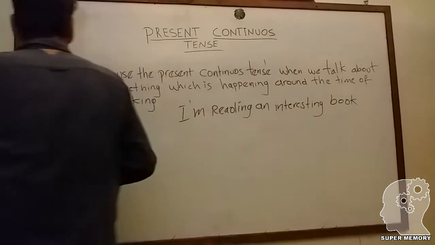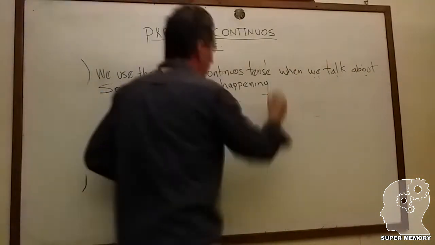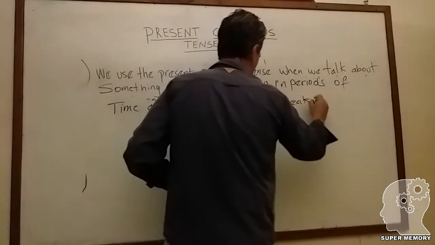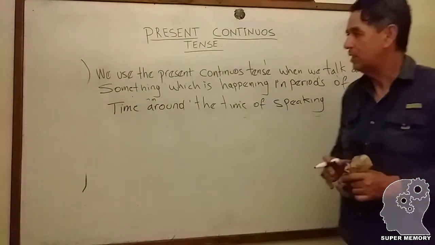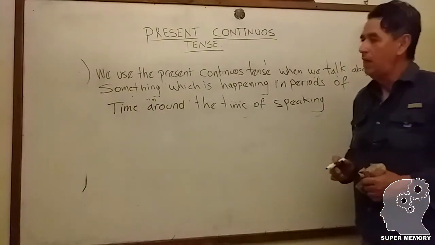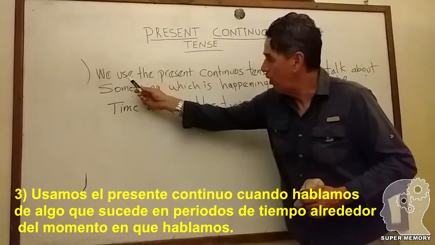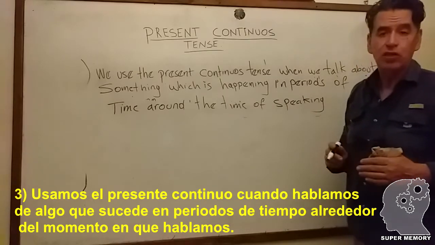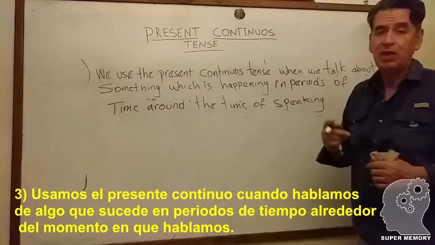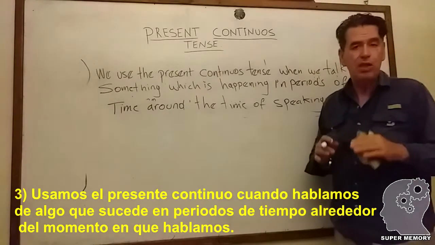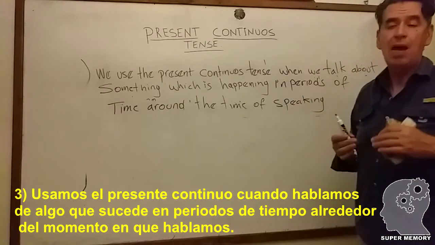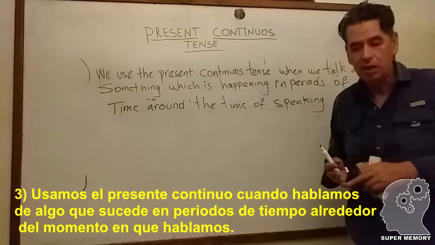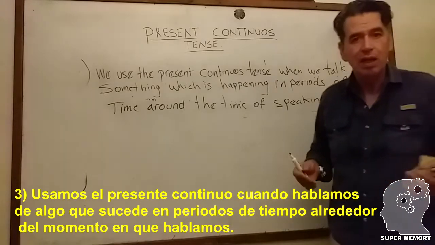Case number 3. Okay, this is case number 3. Case number 3 says that we use the present continuous tense when we talk about something which is happening in periods of time around the time of speaking. When I say periods of time around the time of speaking, I'm referring to special times of the year, like for example, Christmas, Easter, vacation, holiday, and so on.